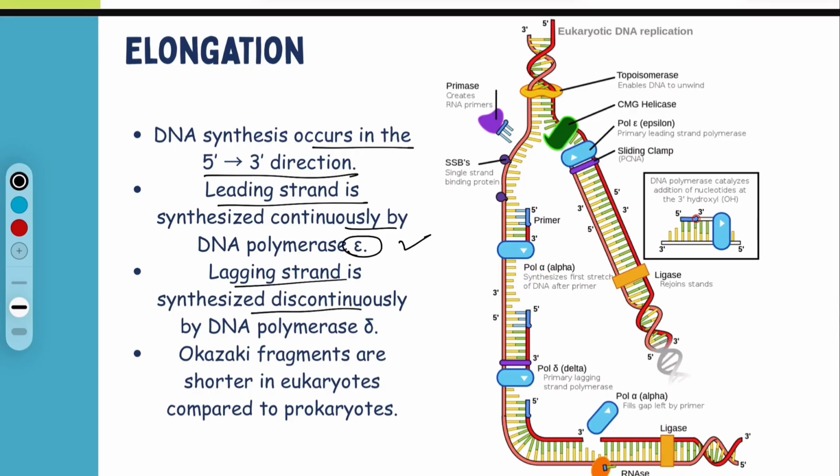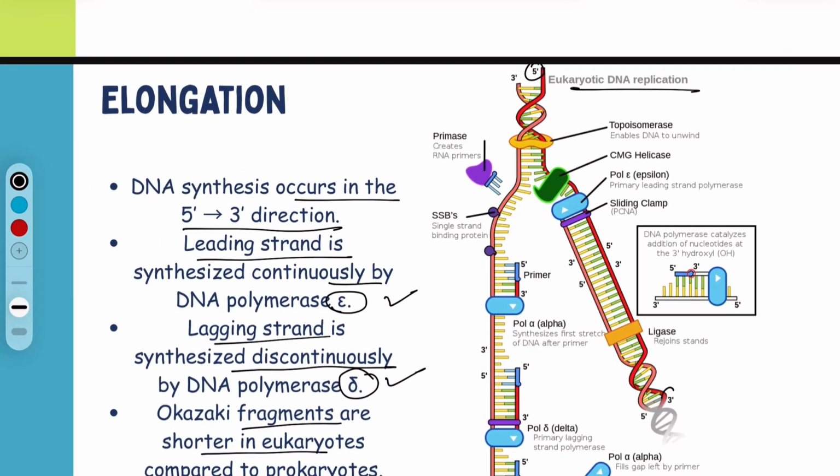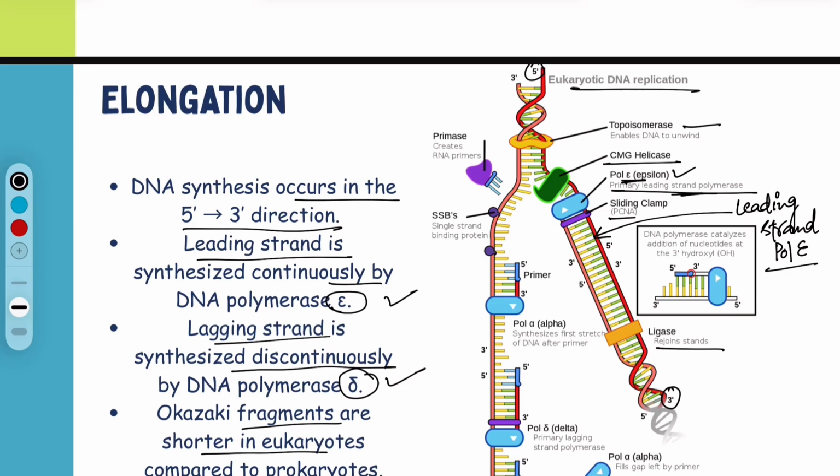Now, if we see the process, it occurs in the 5 to 3 direction continuously, and Pol epsilon is responsible for it. The 5 to 3 strand you can see in the diagram. Here Pol epsilon is responsible for synthesis. And on the lagging strand, Pol delta is responsible for making Okazaki fragments, or discontinuously synthesizing the DNA strand.